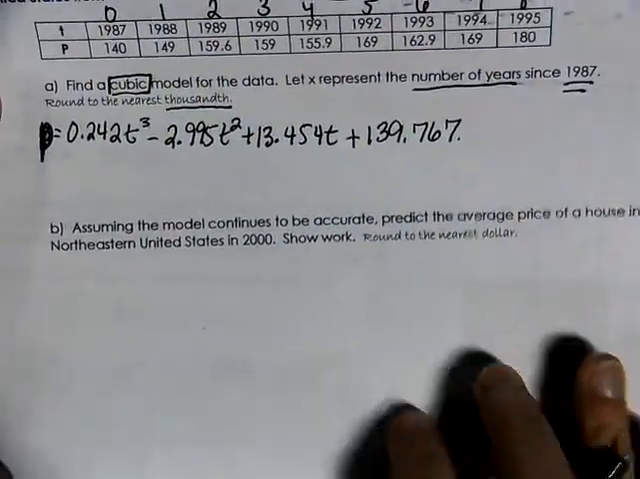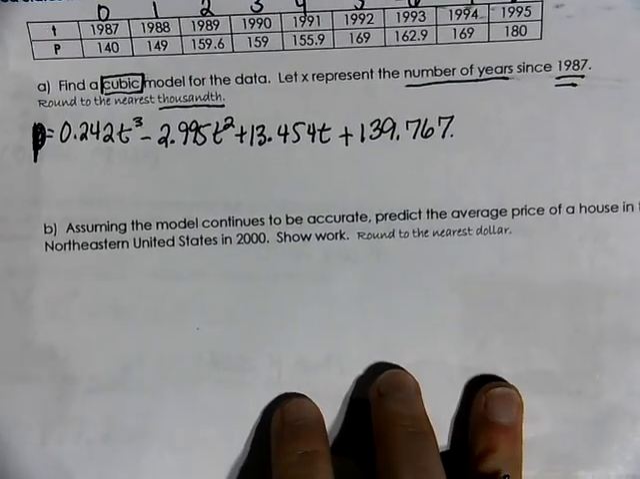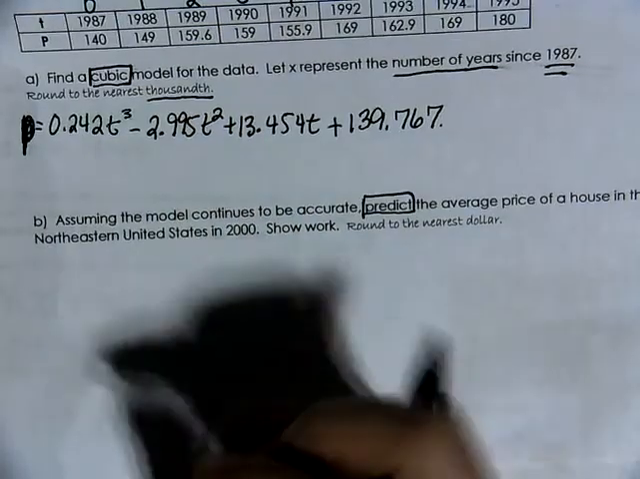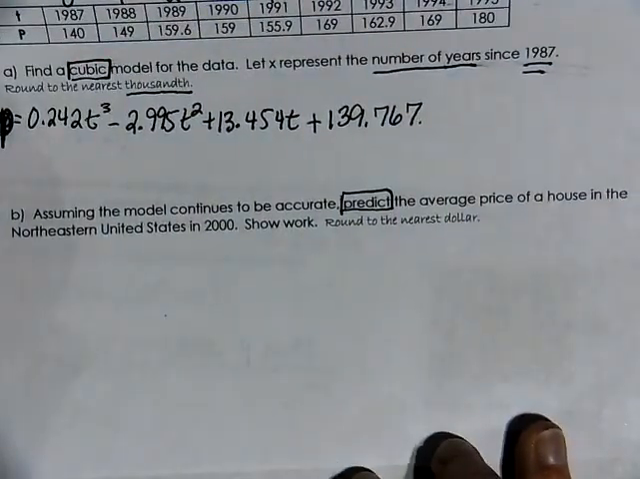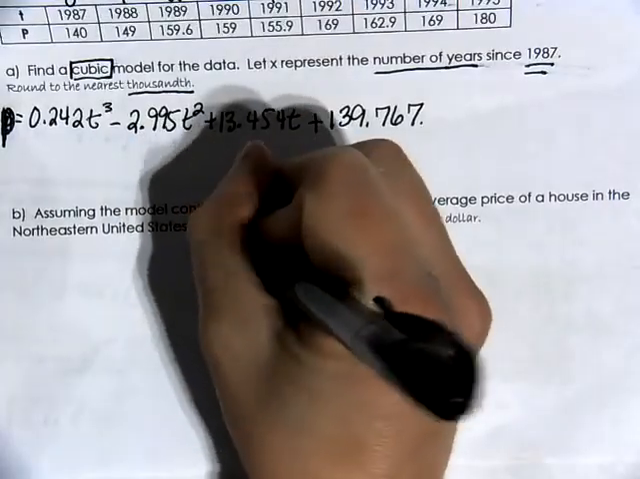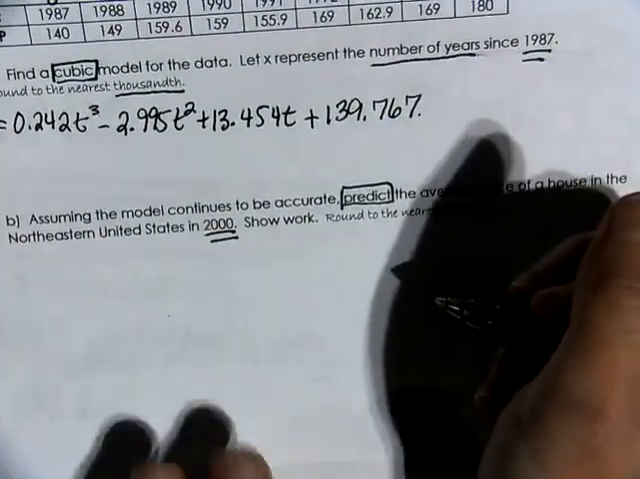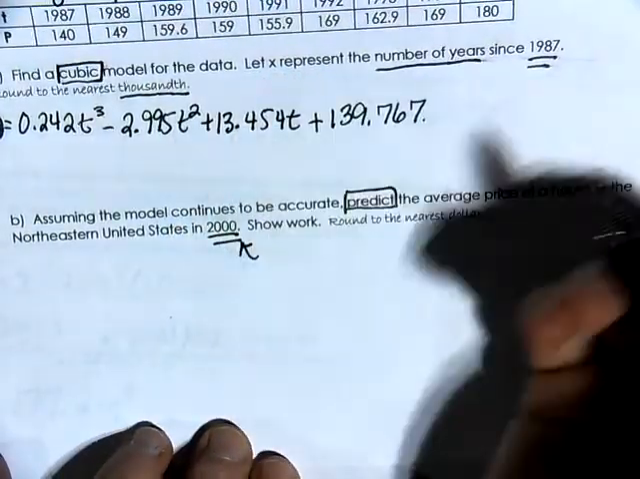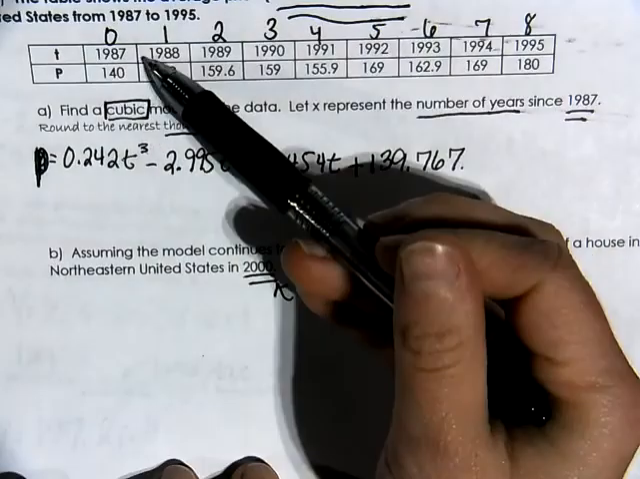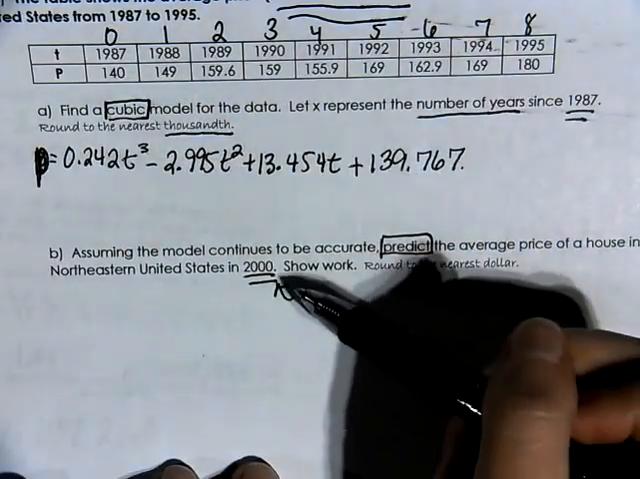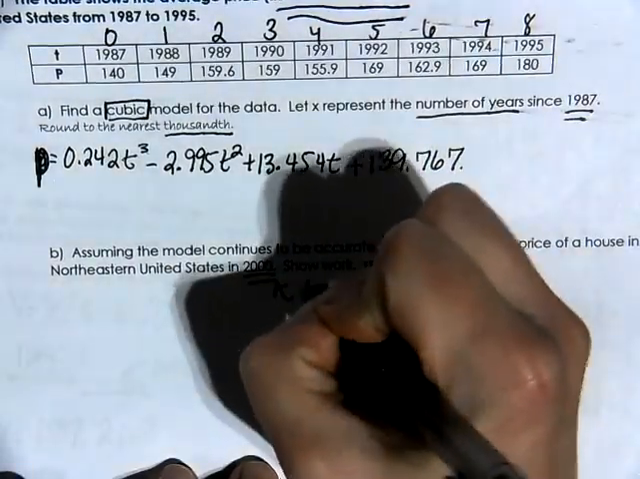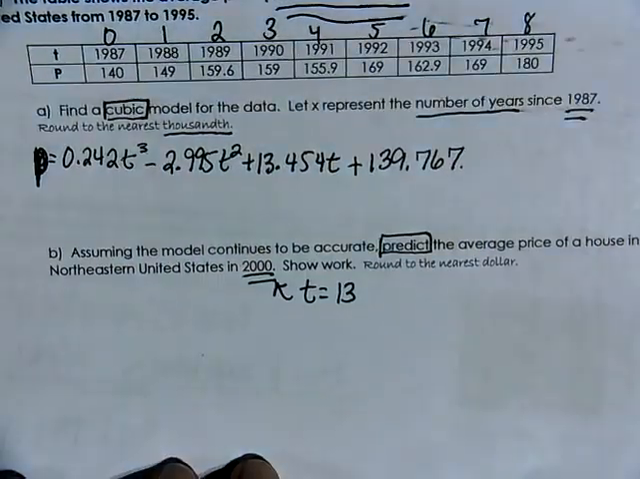Now, assuming that this model continues to be accurate, we want to predict, because this is a model. Models are used for predictions. We want to predict the average price of a house in northeastern United States in 2000. And we want to show our work. So for 2000, we're not going to let t equal 2000. We're talking about the number of years since 1987. So how many years are there between 1987 and 2000? That's 13. We're going to let t equal 13.